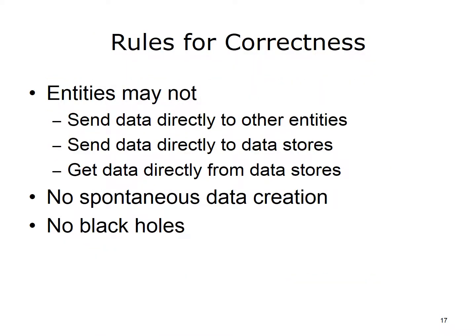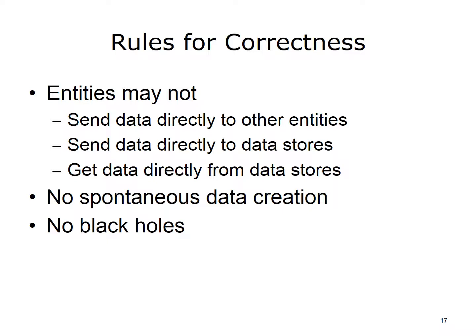Hopkins enumerated rules for correctness for these diagrams. Hopkins, 2006. These rules can be used to assess the logical consistency of the diagrams and include: entities may not send data directly to other entities. Entities may not send data directly to data stores. Data must be processed in some way first. And entities may not get data directly from data stores. Data must be processed in some way first.